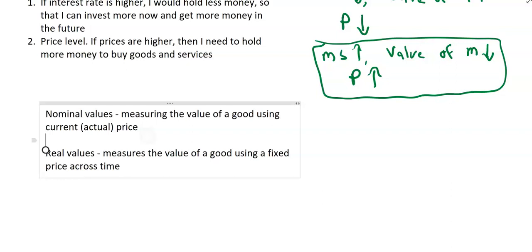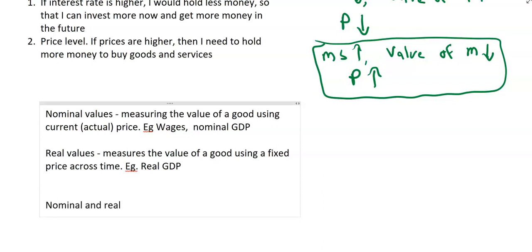Some examples of nominal values are wages, nominal GDP, and so forth. Some examples of real values are real GDP, and we can also use real wages. In the GDP chapter, we saw how to calculate nominal GDP and real GDP. Now, there is a dichotomy between these two values. So nominal and real values are different.